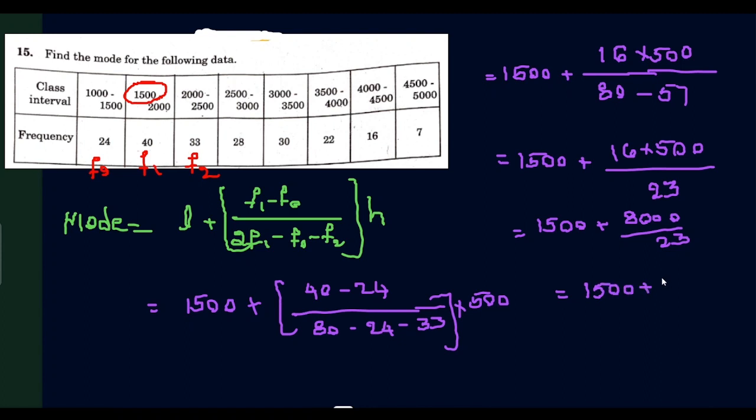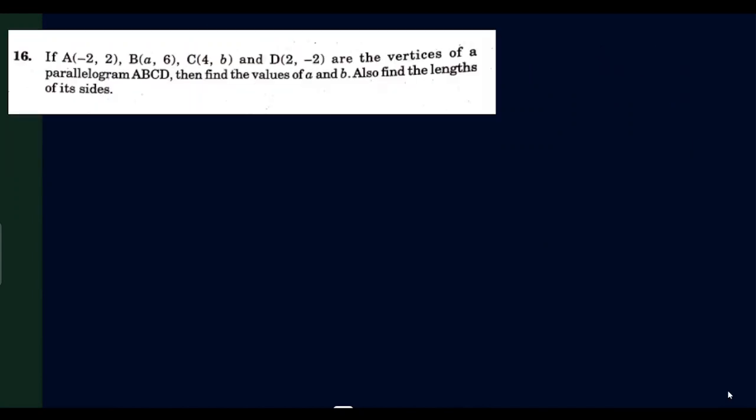So simply we need to do division. If you do division, then you'll get 347 and something, 347 point something. But the three digits 347 are important. And if you add this 347 to the 1500, then you'll get mode is equal to 1847 point something. Okay, this is the mode. For this question, you will get 6 marks. Got it? And next one.